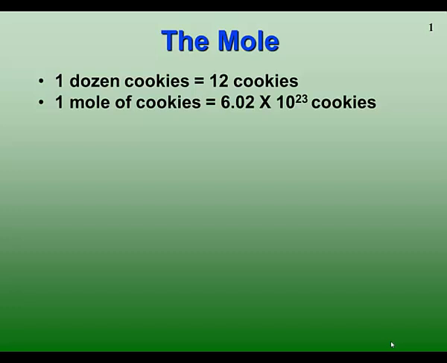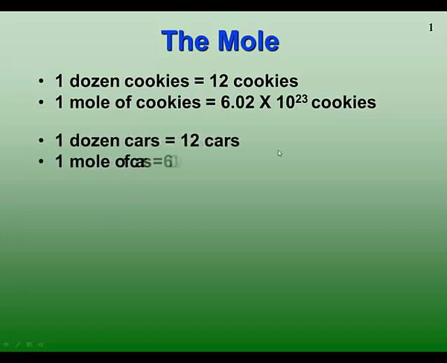A mole works on the same principle, except instead of saying you have 12, you're saying you have 6.02 times 10 to the 23rd cookies. That's a lot of cookies. Remember, this is 602 and 21 zeros after that. That's a huge number. It works the same for cars.